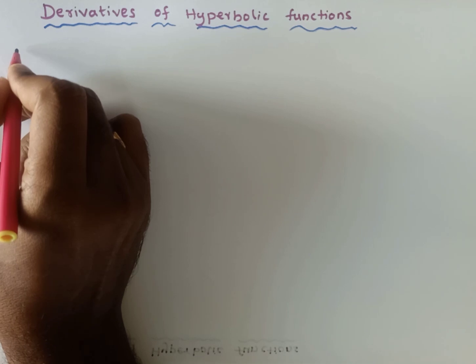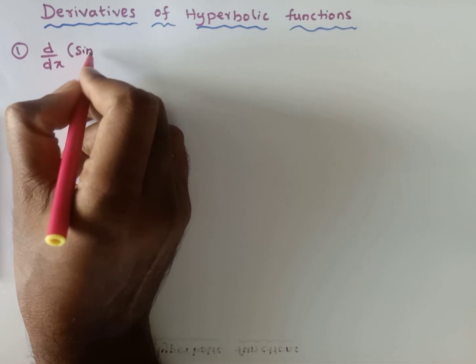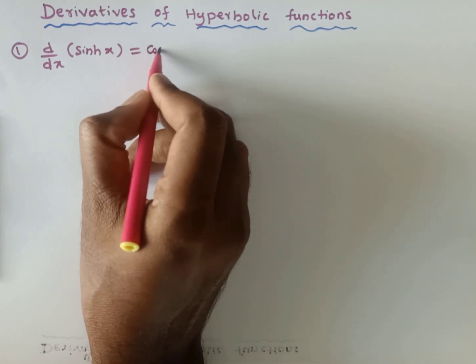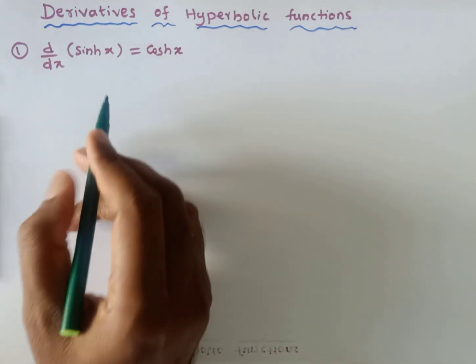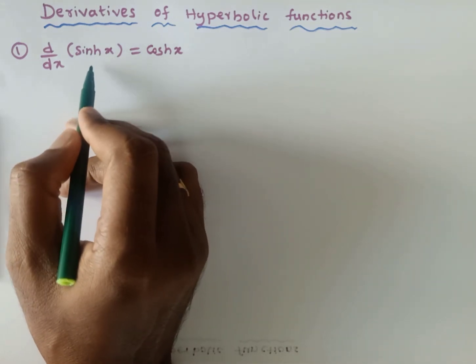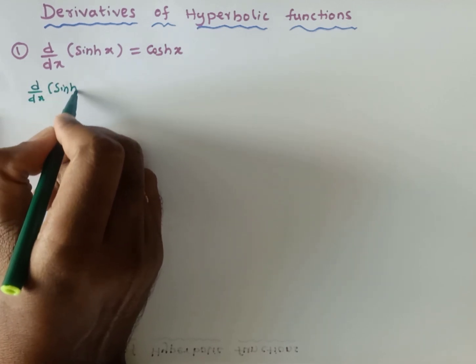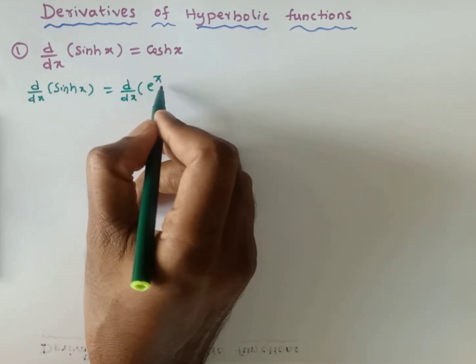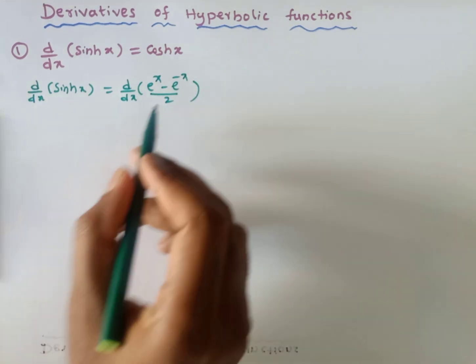For the first one, it is d by dx of sinh x, not sine of hx, it is sinh x. The derivative of sinh x is cosh x. So we'll see the proof of this. As we know the definition of sinh x, it is a combination of exponential functions, right? The definition of sinh x is e to the power x minus e to the power of minus x, whole divided by 2.